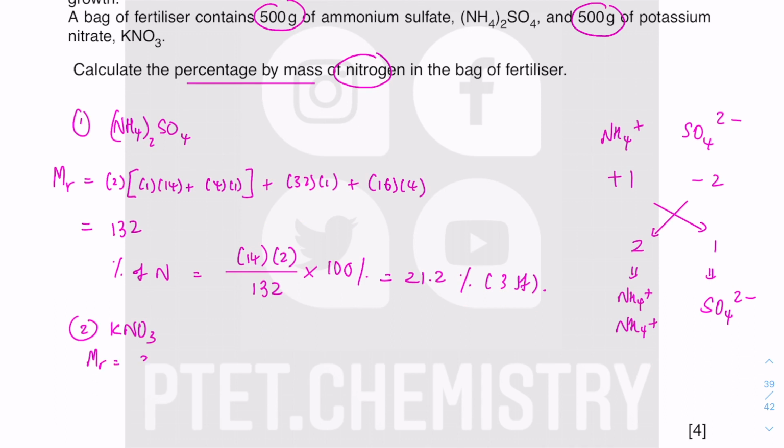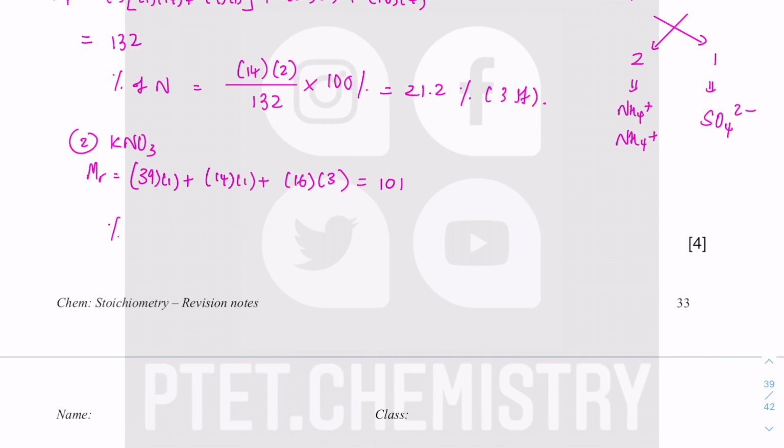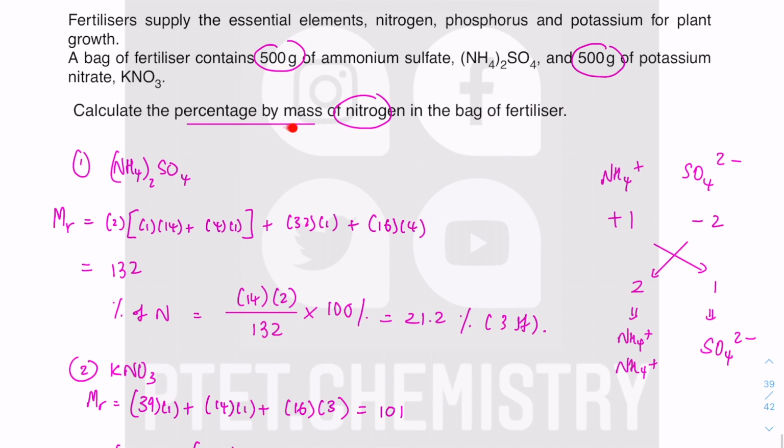So the Mr of potassium nitrate is 39 times 1 plus 14 times 1 plus 16 times 3. So what you get is 101. So out of the 101, the percentage of nitrogen is going to be just 1 nitrogen. So it's 14 times 1 over 101 times 100%. So I get 13.9% to 3 significant figures. Going back to the original question, they say calculate the percentage by mass of nitrogen in the bag of fertilizer.